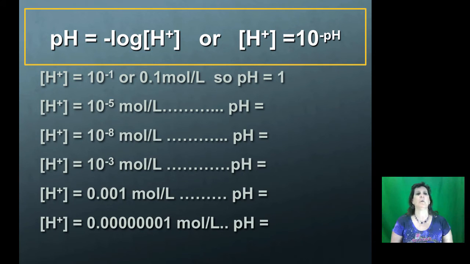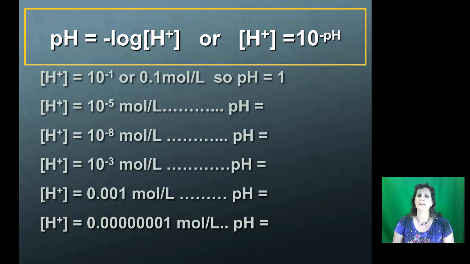So let's look at the example. H+ equals 10 to the negative 1, or that would be 0.1 moles per liter. So the pH is 1. All right, if H+ equals 10 to the negative 5 moles per liter, the pH would be, I hope you said 5. If H+ is 10 to the minus 8 moles per liter, the pH is 8. If H+ is 10 to the minus 3 moles per liter, then the pH is 3. Good, I think you've got this.